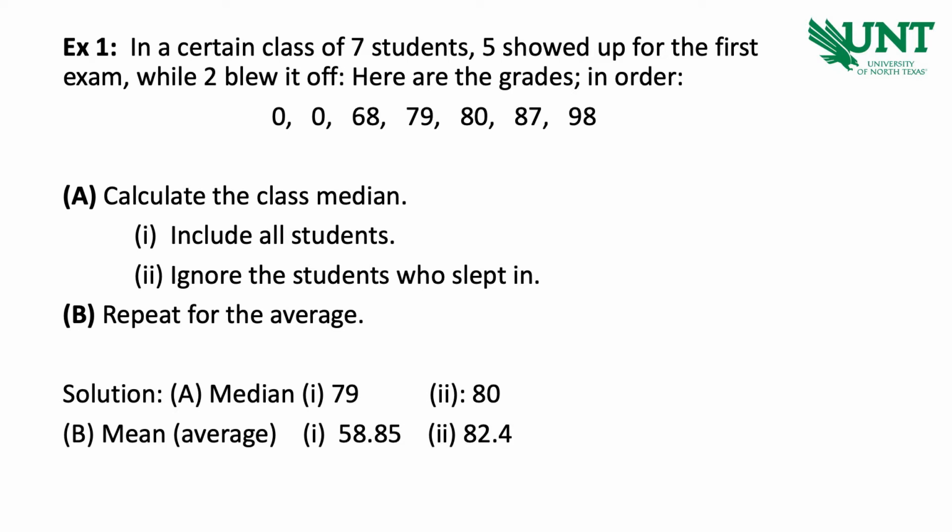In a class of 7 students, 5 showed up for the first exam, while 2 blew it off. Here are the grades in order: 0, 0, 68, 79, 80, 87, and 98. A. Calculate the class median, including all the students and ignoring the students who slept in. B. Repeat for the average. The solution is as follows.